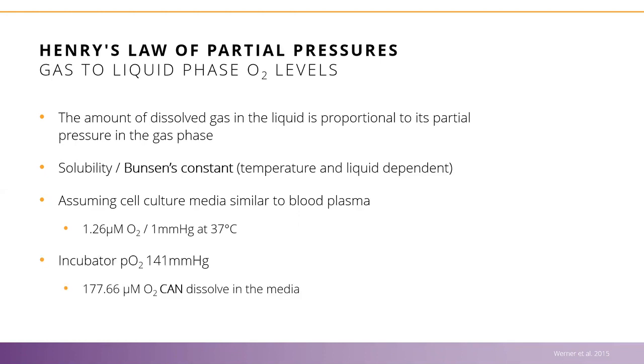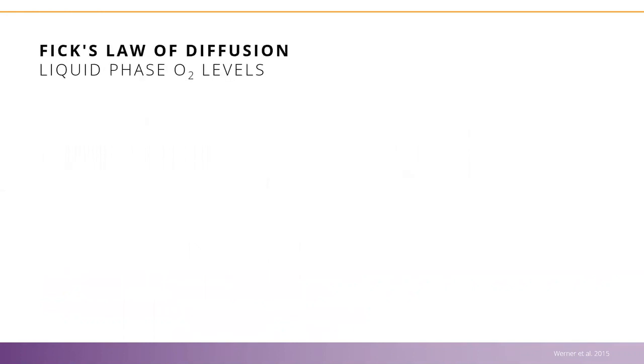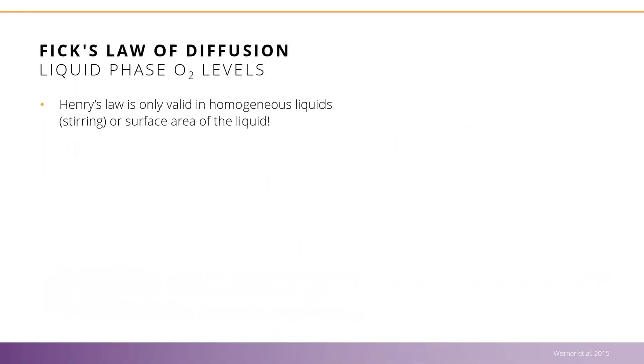And as you know, we have 141 millimeters of mercury partial pressure for oxygen. So at any given moment in an average cell culture media, you would be able to dissolve 177.66 micromolar of oxygen. And I say can. And why? Because of Fick's law of diffusion. Henry's law is only valid in homogeneous liquids or in stirred liquids, or in the case that the height of your media or liquid is not so high that passive diffusion cannot completely saturate it quickly.